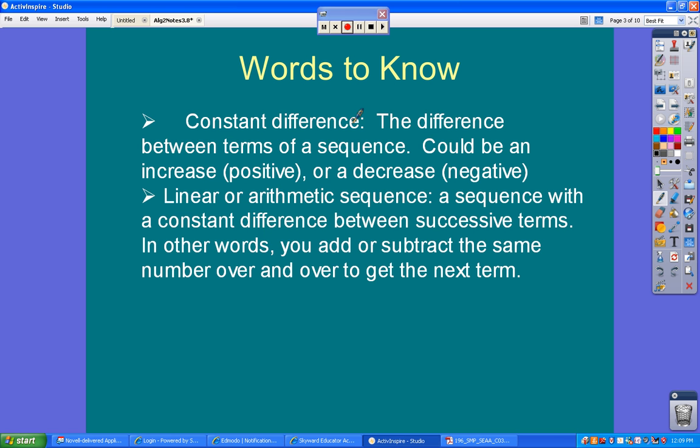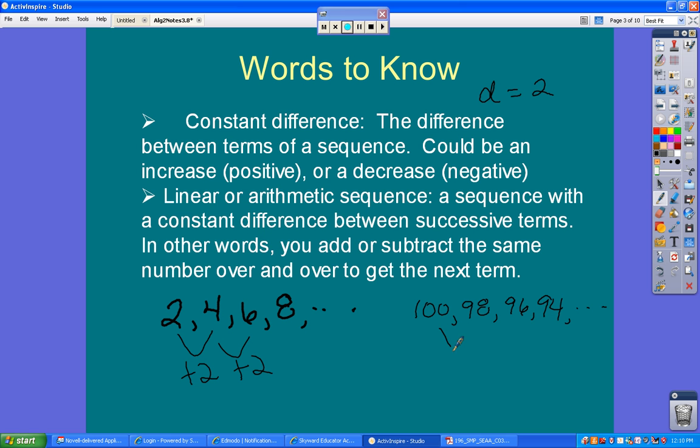Okay, words to know. Constant difference. When we go here to our sequence 2, 4, 6, 8, dot, dot, dot, constant difference is what are you adding each time? I'm adding 2, I'm adding 2. So we call it D for difference, and it would be 2 in this case. That's what we're adding. It could be a negative value if I had 100, 98, 96, 94, dot, dot. What am I doing each time? Subtracting 2, subtracting 2, subtracting 2. So in this case, D would be negative 2.